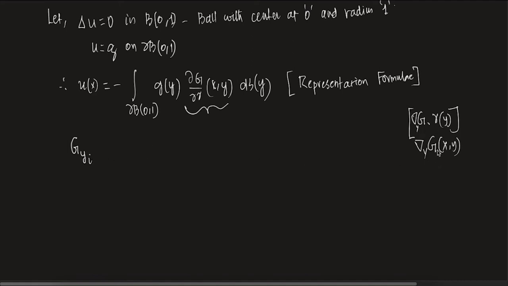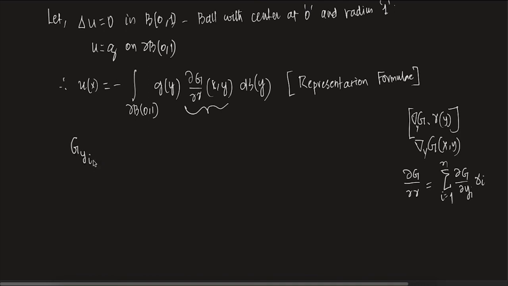So basically if I just write it down, then del g del gamma is a summation, it will look like this: del g del yi times gamma i, i equals 1 to n. It will look like this. Clear? Okay, so I just have to calculate del g del yi first.